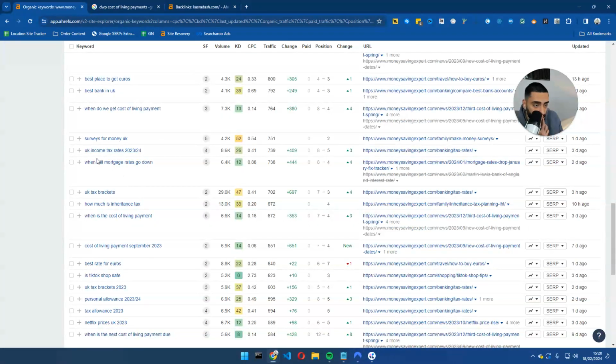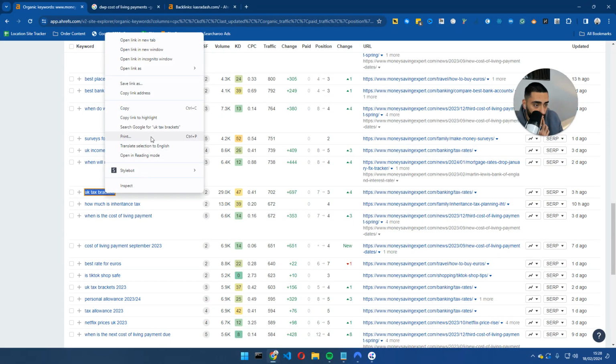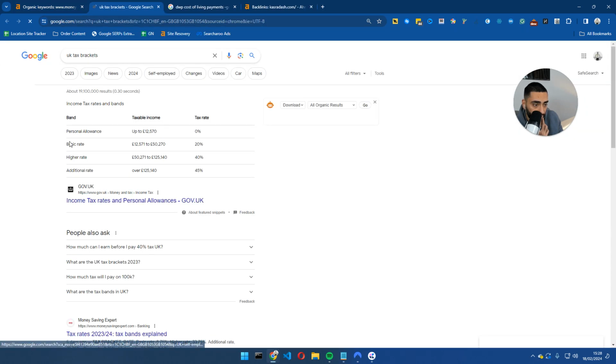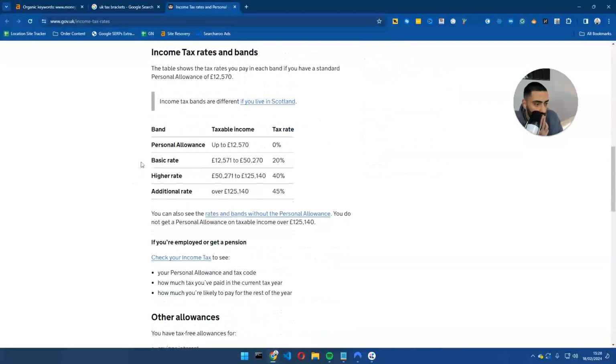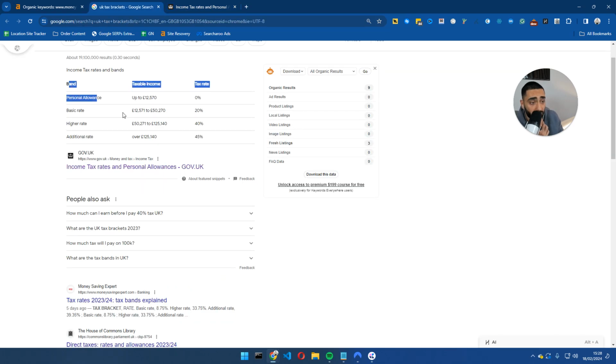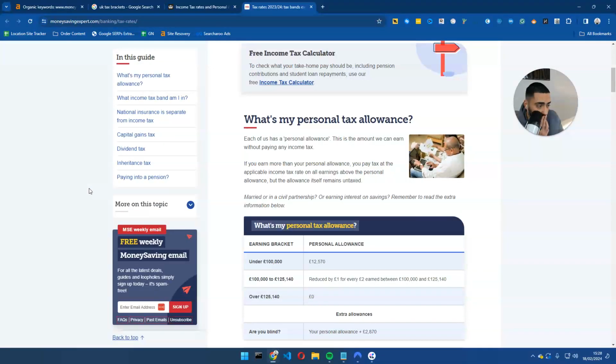When is the next UK tax brackets? Right, let's take a look at this. So again, government.uk website ranking position one for the featured snippet. And it also looks like they have got a HTML table, right? Let's take a look and see what Money Saving Expert have done here.